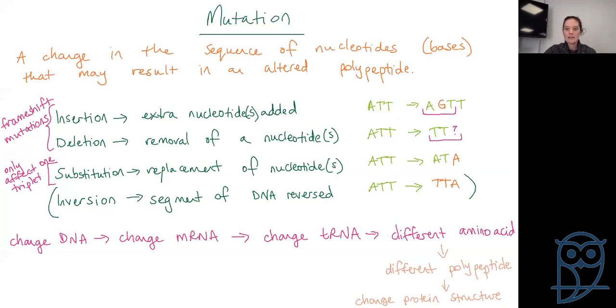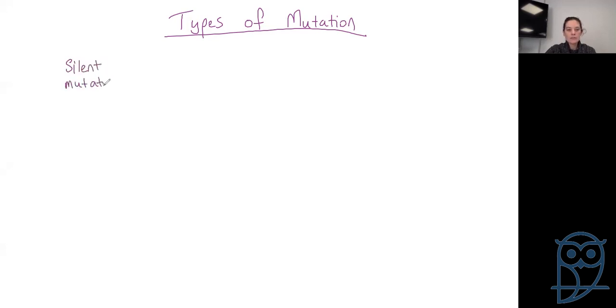Let's talk about that. May result in an altered polypeptide means that sometimes it may not. We actually have three different types of mutation. We have silent mutations. We have detrimental mutations. And we actually have even beneficial mutations.